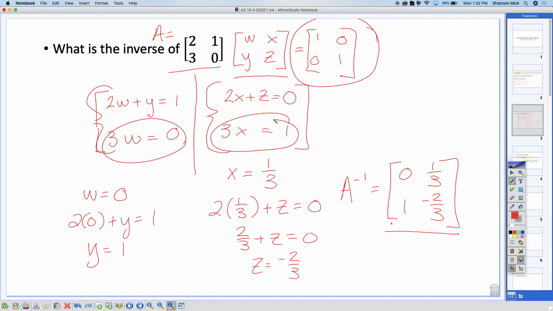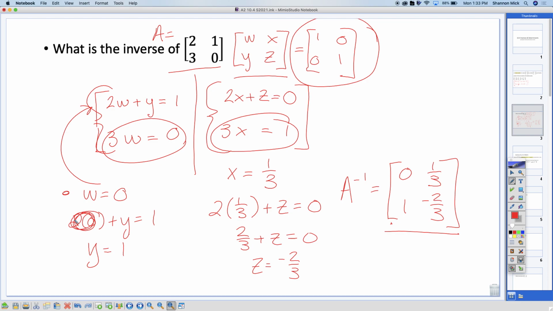How is it 1 for 3W equals 0? No, Y equals 1. W equals 0. Then I plug that into the original. So 2 times 0 plus Y. This would be 0. So Y equals 1.